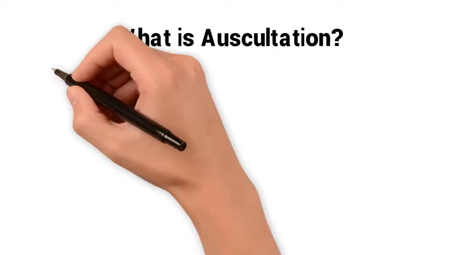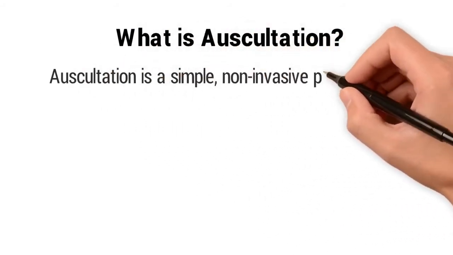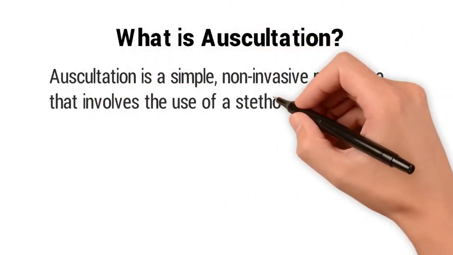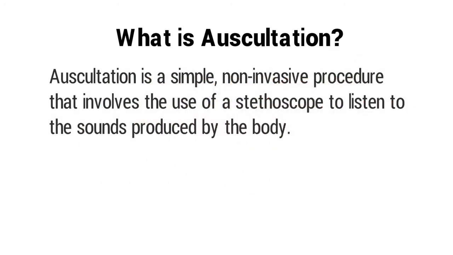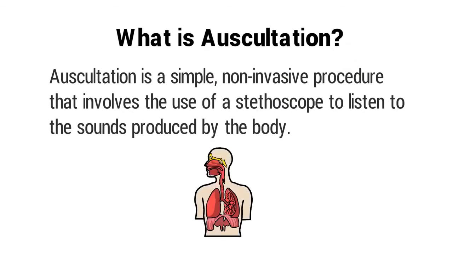What is auscultation? Auscultation is a simple, non-invasive procedure that involves the use of a stethoscope to listen to the sounds produced by the body. The stethoscope amplifies the sound that is produced in the lung fields. We use the diaphragm of the stethoscope to assess either the anterior or the posterior part of the chest of our patients. How to perform auscultation?